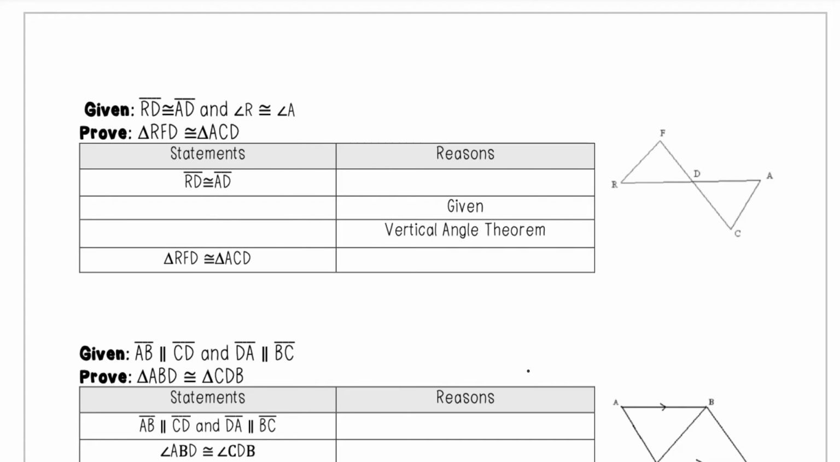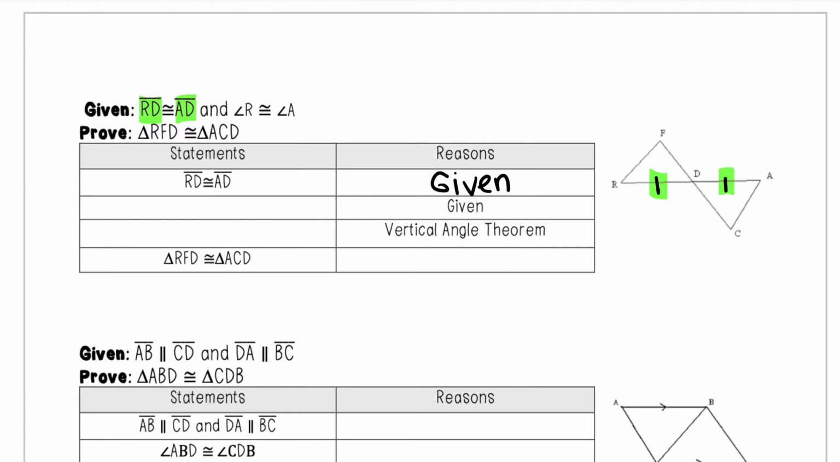So again, we always want to mark up our diagrams to help us decide how we can prove that these triangles are congruent. So we'll use the given information and then anything else we can come up with from the picture to help us. So the first statement is that RD is congruent to AD. So that means that these two segments here can be marked as congruent. And that's our first reason, and that's just given.